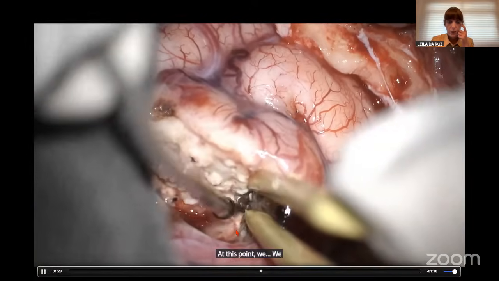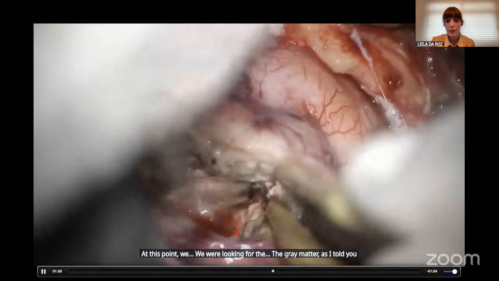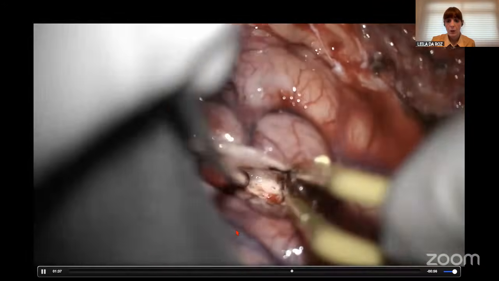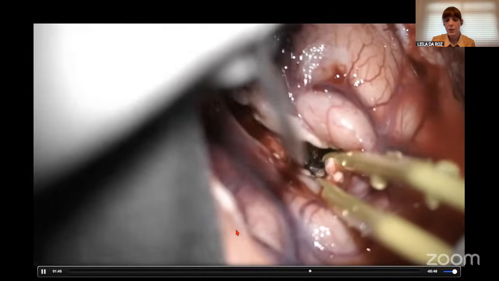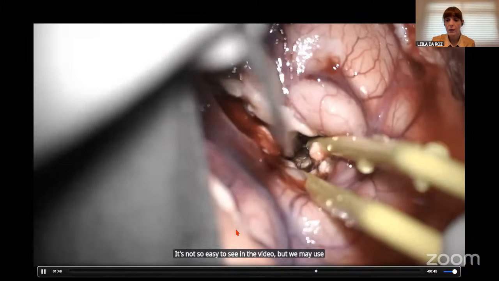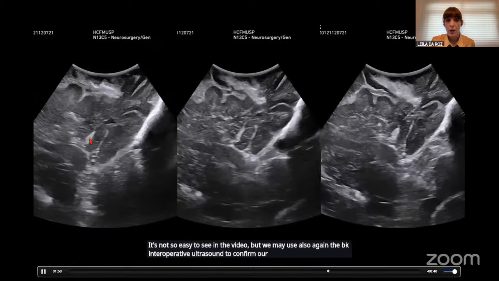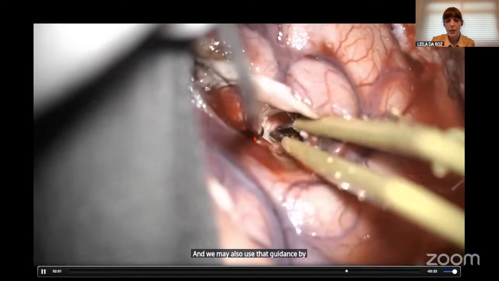At this point, we are looking for the gray matter, as I told you with Dr. Wen's technique. It's not so easy to see in the video, but we may also use again the BK intraoperative ultrasound to confirm our approach and localize the ventricle. And we may also use guidance by Brainlab neuronavigation.